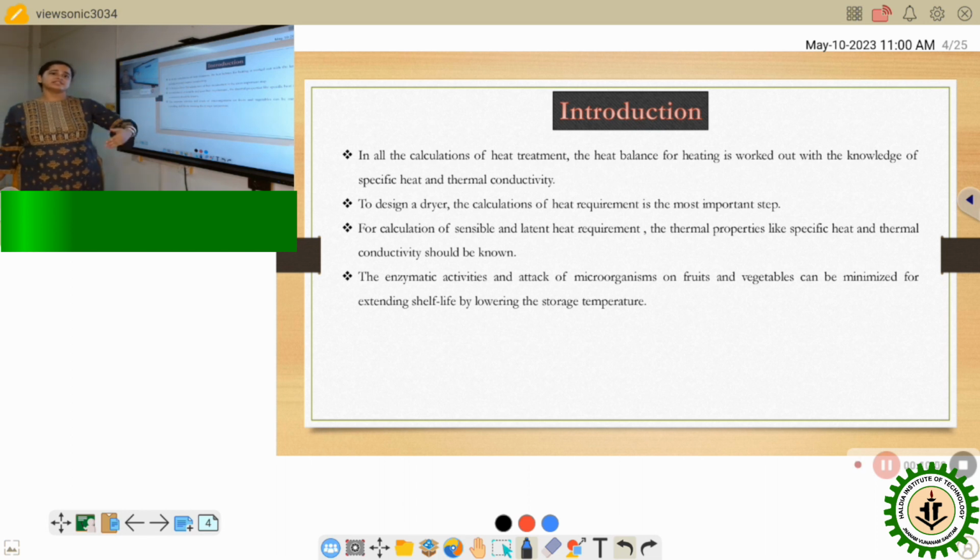Sensible heat means whenever there is a change in temperature. Latent heat, as I already said, involves only phase change. The enzymatic activities and attack of microorganisms on fruits and vegetables can be minimized for extending shelf life by lowering the storage temperature. So these thermal properties are utilized not only for heating, but also for cooling. Most of the enzymatic activities and also the microbial activity need an optimum temperature. If I can bring the temperature below that optimum temperature, then I can extend the shelf life of my food material. For that case also, knowledge about thermal properties and heat transfer is necessary.